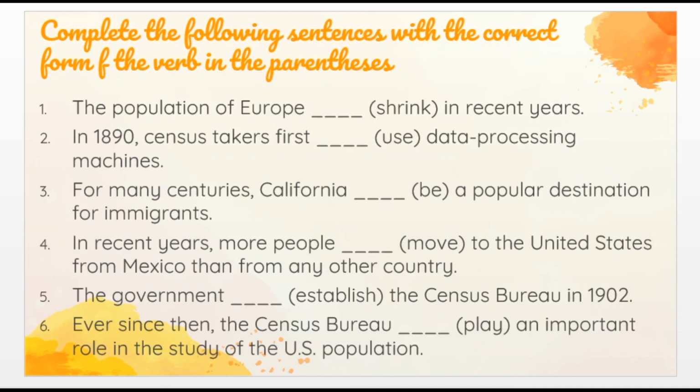Complete the following sentences with the correct forms of the verbs in the parentheses. Number 1. The population of Europe (decline) in recent years. Number 2. In 1890, census takers first (use) data processing machines. Number 3. For many centuries, California (be) a popular destination for immigrants. Number 4. In recent years, more people (come) to the United States from Mexico than from any other country. Number 5. The government (establish) the Census Bureau in 1902. Number 6. Ever since then, the Census Bureau (play) important roles in the study of the US population.